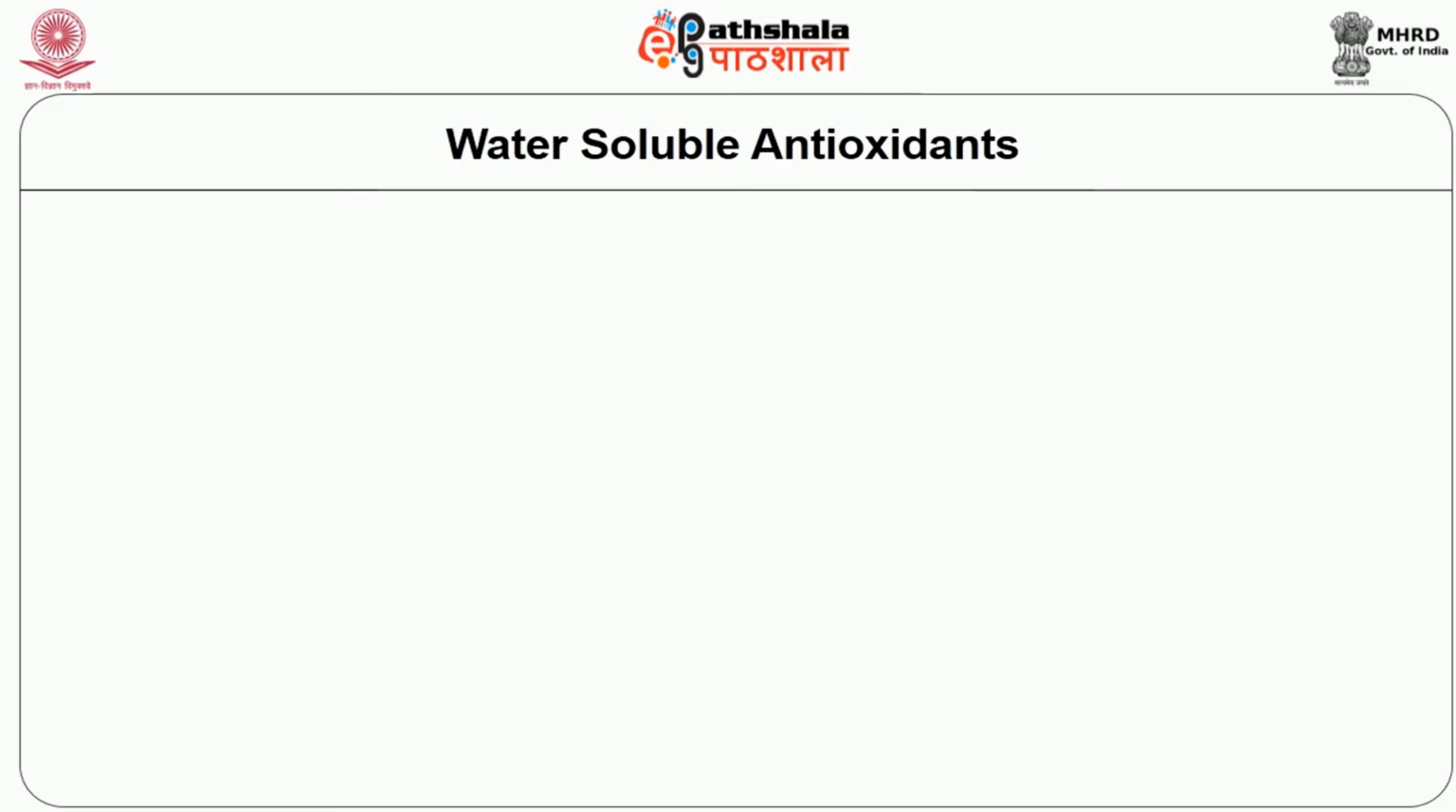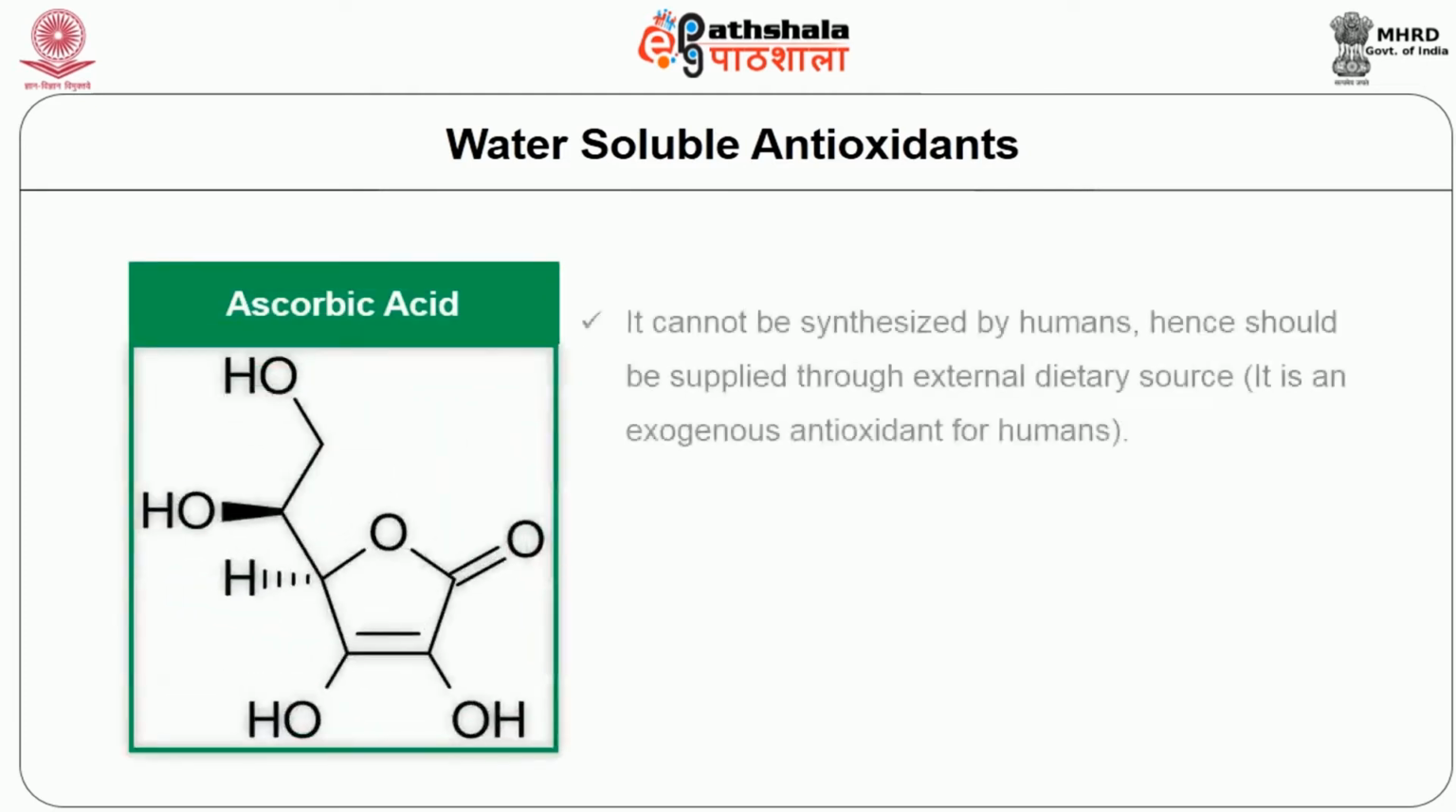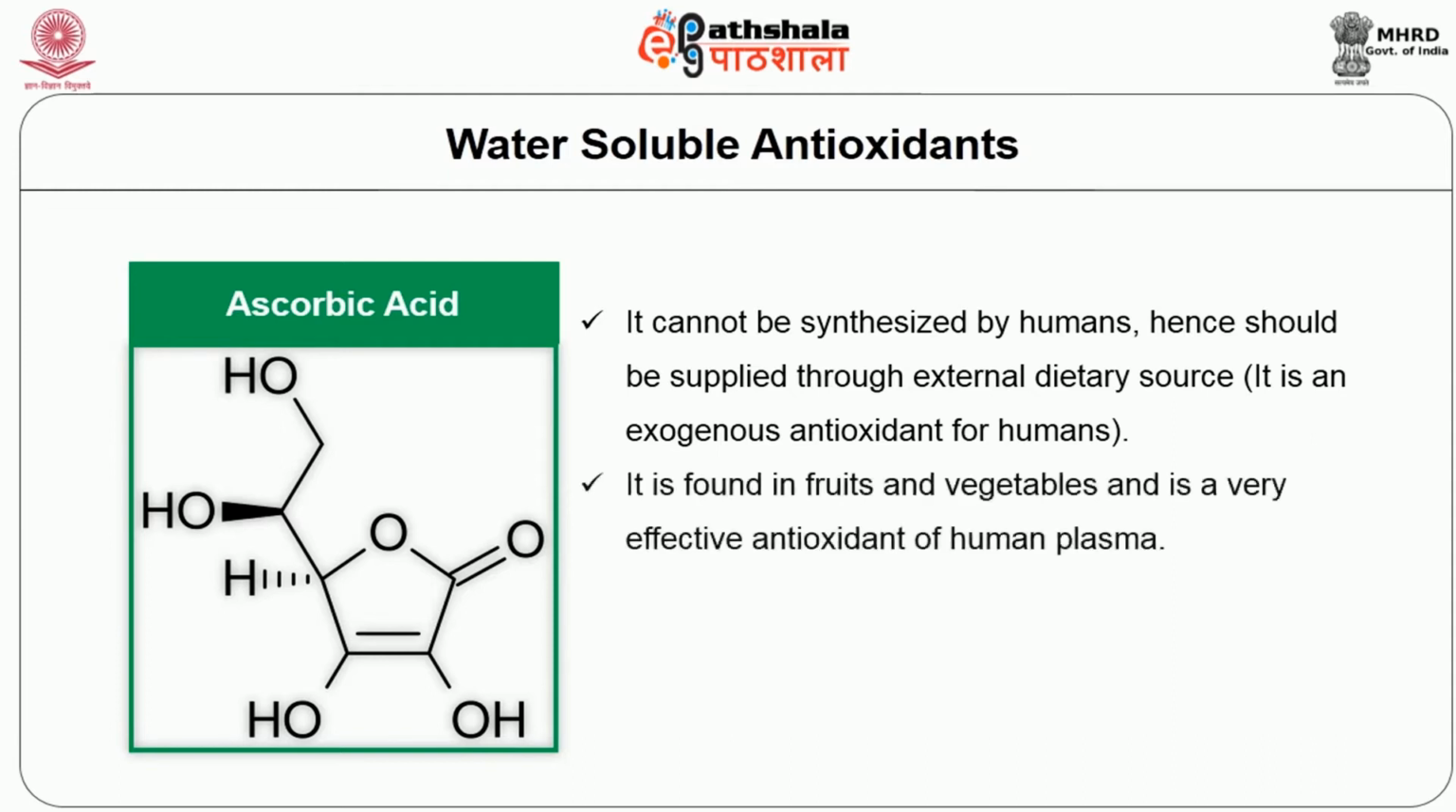One example is ascorbic acid. It cannot be synthesized by humans, hence should be supplied through external dietary source. It is an exogenous antioxidant for humans. It is found in fruits and vegetables and is a very effective antioxidant of human plasma.